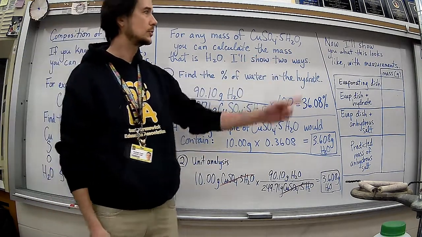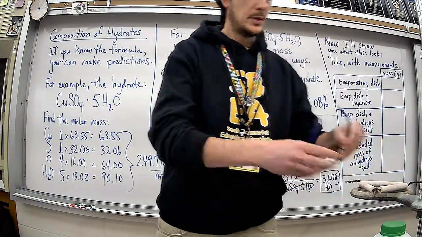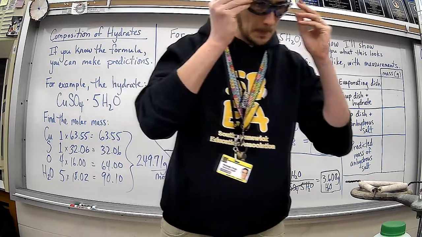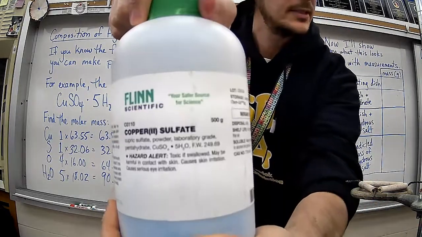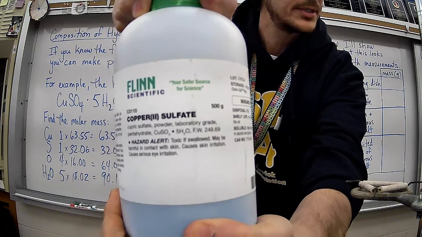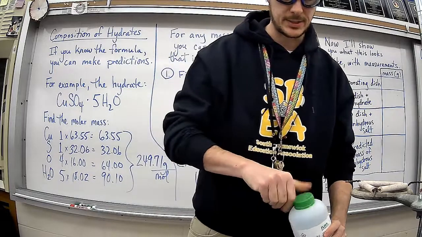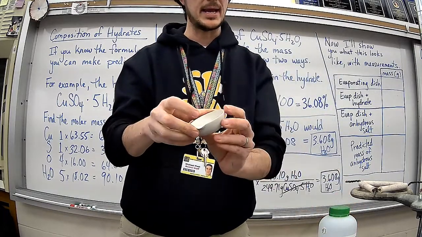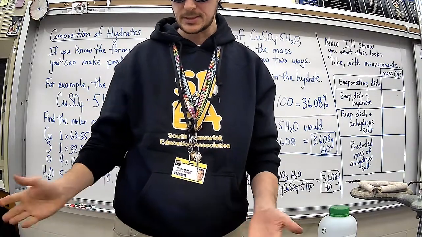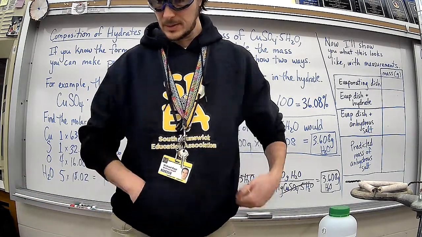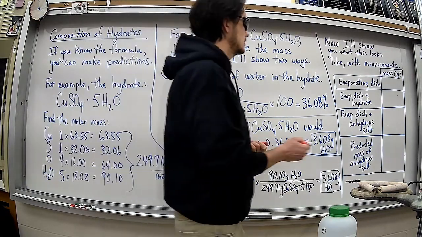All right, now I'll show you what it looks like in the lab. I've got some copper II sulfate pentahydrate. Here we go. You can see the formula weight slightly varies from mine based on rounding. We do need to take the mass of our evaporating dish first. So I've got my balance. It's zeroed, and I get 42.06.